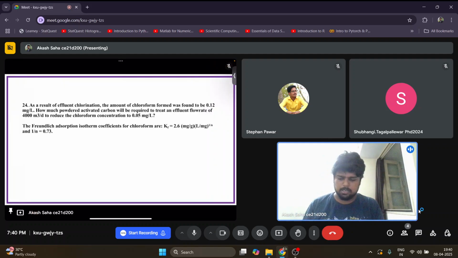So this is a little bigger problem, but I think on the same lines. It says that as a result of effluent chlorination, the amount of chloroform formed was found to be 0.12 milligram per liter. How much powdered activated carbon will be required to treat an effluent flow rate of 4000 meter cube per day to reduce the chloroform concentration to 0.05 milligram per liter? The Freundlich adsorption isotherm coefficients for chloroform are Kf equal to 2.6 and 1 by n equal to 0.73.